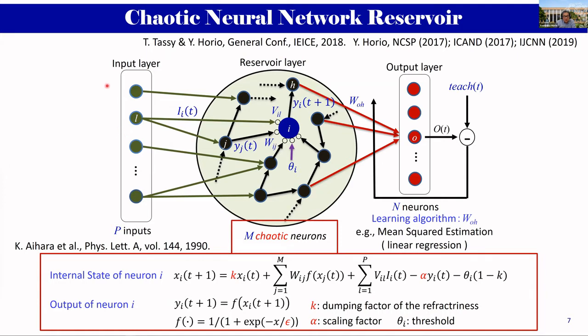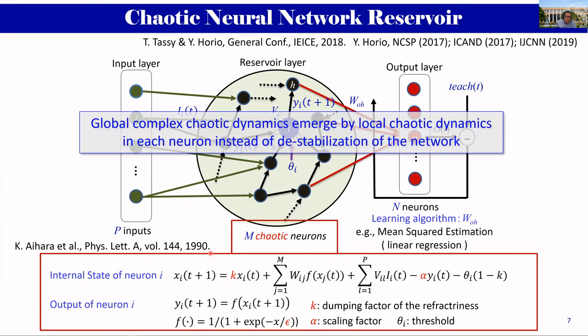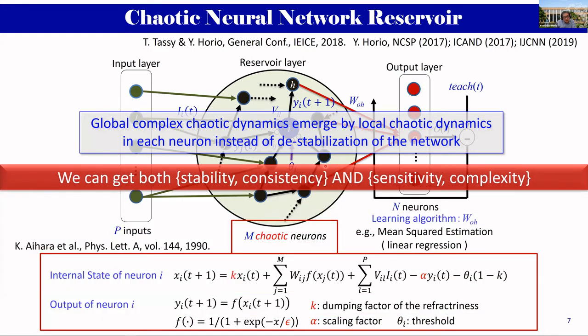And the structure is the same as before, but the only difference is the neural model we use, which is the chaotic neural model. So the global complex chaotic dynamics on the network level can emerge from local small chaos in each neuron. We don't have to destabilize the network itself. So we can keep the echo state property of the network, but we can introduce chaotic dynamics into the reservoir layer. So we can get both of them.